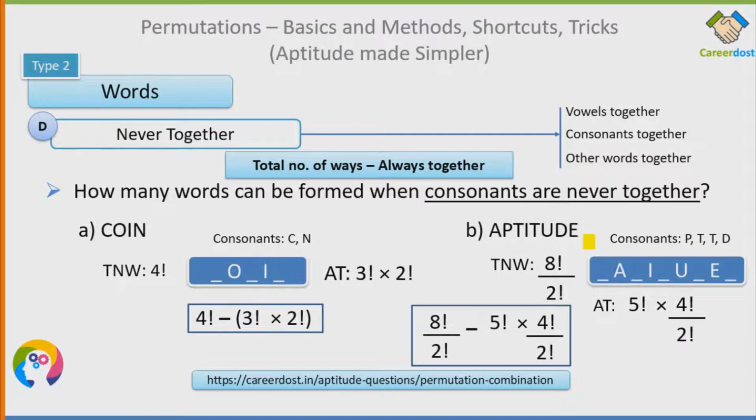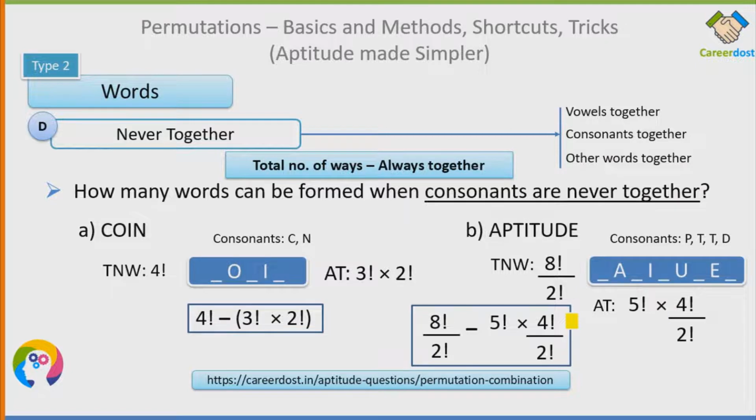In case of other words, for aptitude they can say, let's say, AP can never be together, or TU or UD can never be together. In that case you will follow a similar way to how we did it for vowels and consonants. So I hope this is clear.